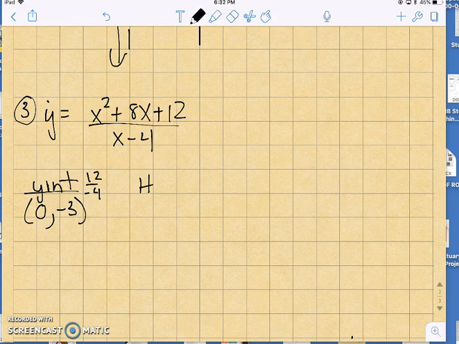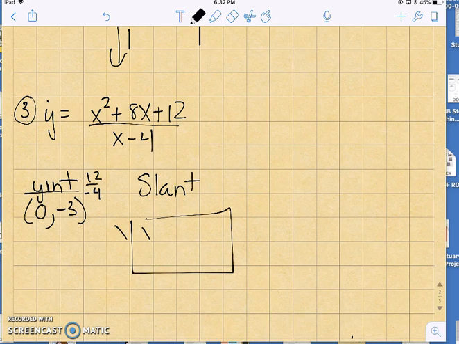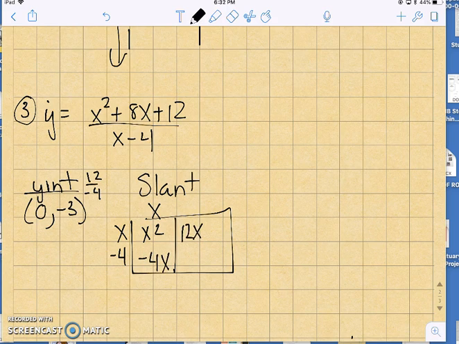Horizontal or slant, well, I notice the top is bigger, so that means that there's a slant. I guess we can take this away and we can say that there's a slant, so we have to do some long division. So we have x minus 4 and x squared. X times x is x squared. X times negative 4, negative 4x, but we need 8x, so that's got to be 12x. So plus 12.